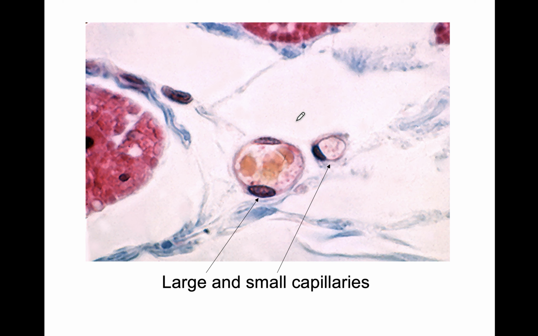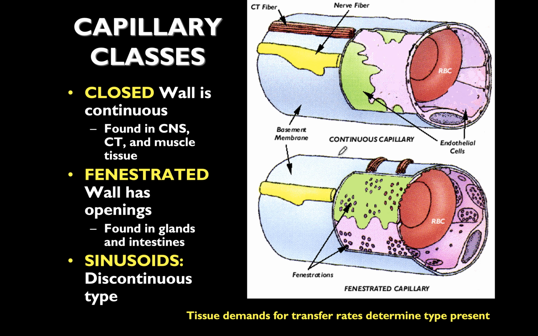We have small capillaries and large capillaries. The smallest capillary just consists of one cell, whereas the large capillaries consist of more than one cell. The smallest capillary can hold only one red blood cell. We have different types of capillaries: the closed, the fenestrated, and the sinusoid.